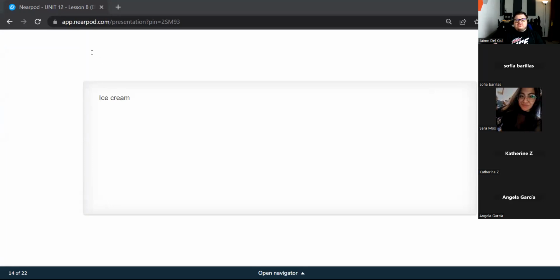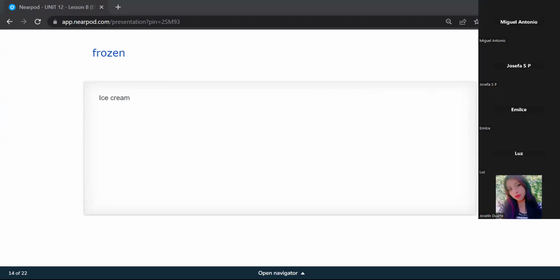Es diferente cuando uno se refiere a algo que está muy frío, ¿verdad? Entonces, acá no sería ice cream, ¿verdad? Por ejemplo, si algo está congelado, no decimos that is ice cream, sino decimos that is frozen. ¿Verdad? Por eso la película se llama Frozen. No es Ice Cream la película, sino se llama Frozen, porque todo está congelado, ¿no?